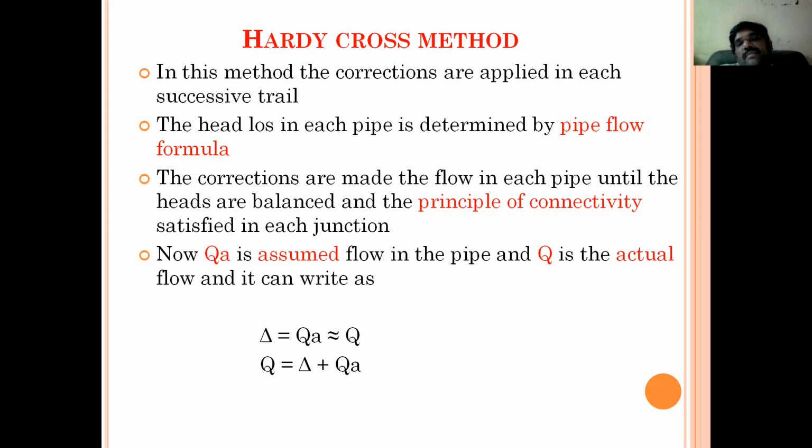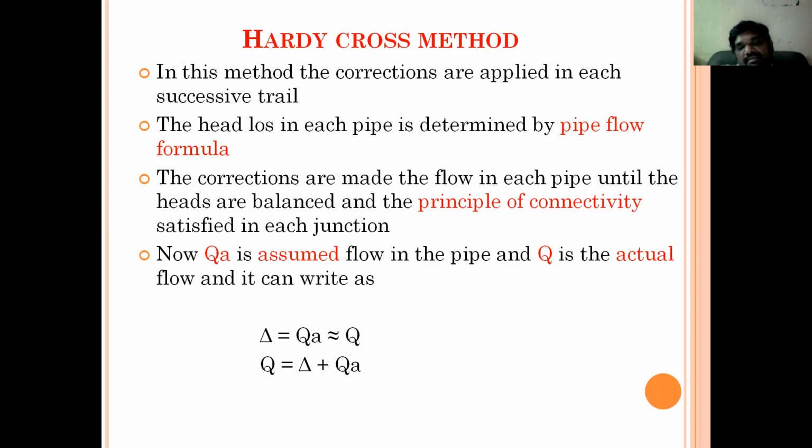The head loss in each pipe is determined by the pipe flow formula in this Hardy Cross method. It's very easy and nothing is there in the equation. Simply you can learn it. The corrections are made to the flow in each pipe until the heads are balanced, following the principle of continuity satisfied in each section.